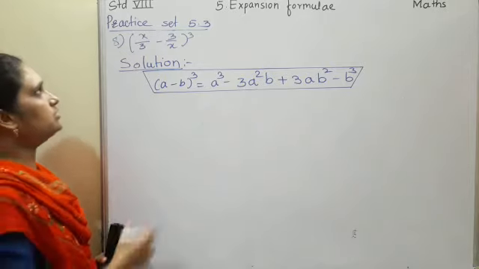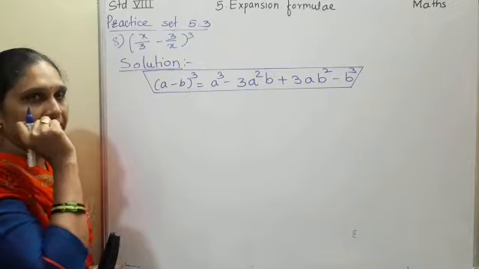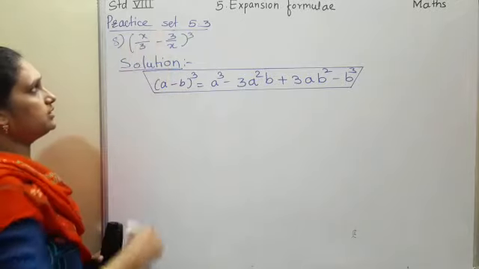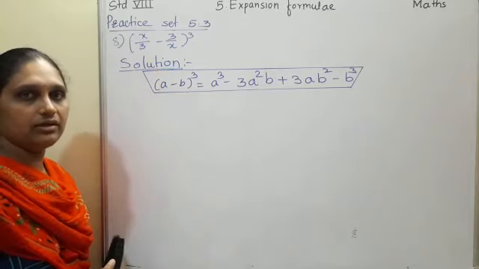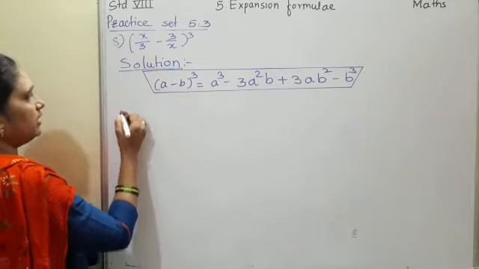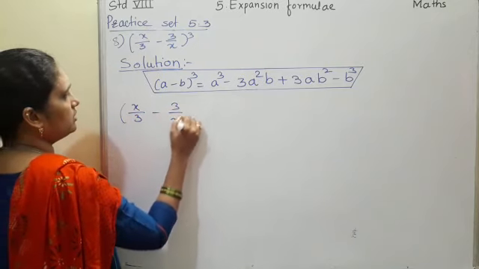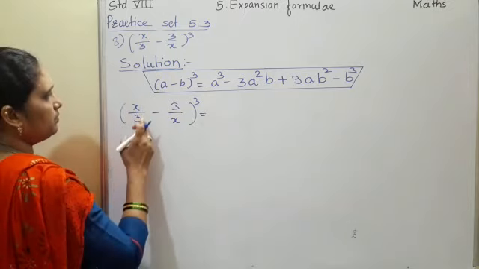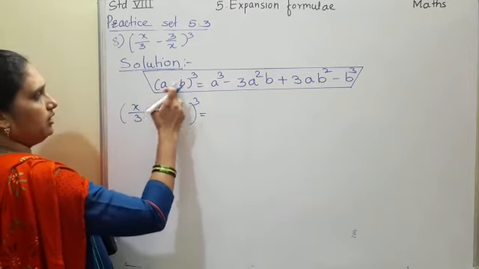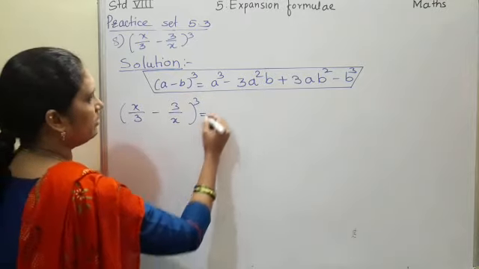Now see students, the same kind of sum, question number 8: (x upon 3 minus 3 upon x) raised to 3. Solution: the same identity we are going to apply. I'll write this sum here, (x upon 3 minus 3 upon x) its cube. If I compare this, x upon 3 means a, and 3 upon x means b. Accordingly I'll put the values now.